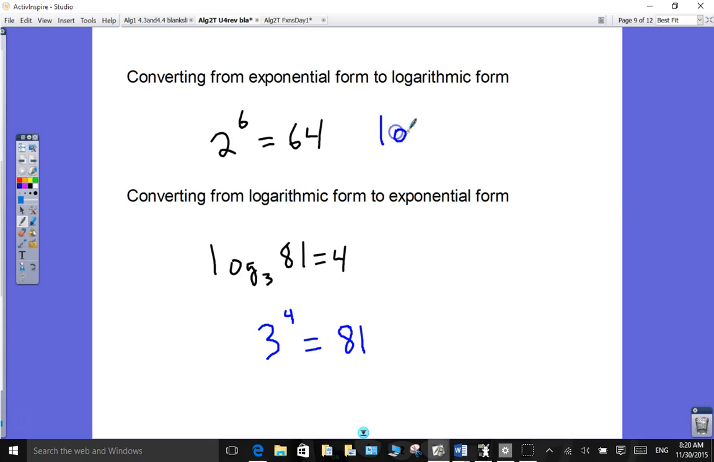It's a log. It has a base. What is the base? Okay, and what does the logarithm equal? The exponent, so that leaves 64 to go in the middle.